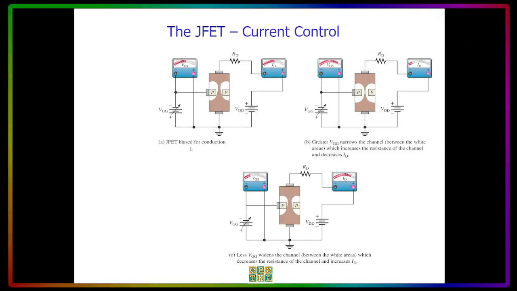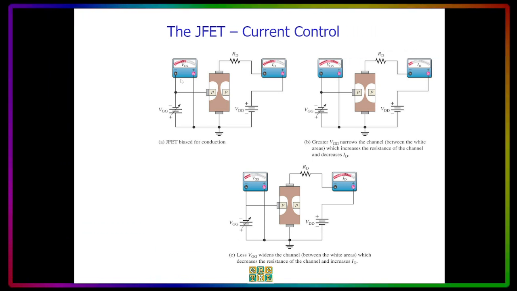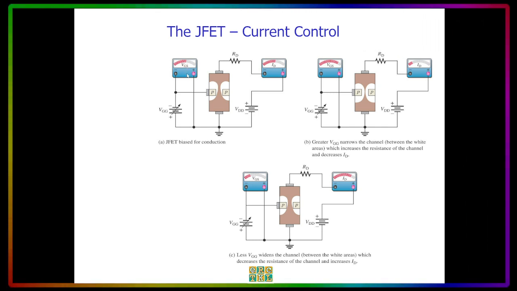Here you will see the JFET, which is biased for conduction. And as you can see here, the voltage VGS that we measured on the gate is like 50% of the voltage source. So the negative voltage source here is around 50%, and the current that we are producing on the ID is also 50% of the current value.